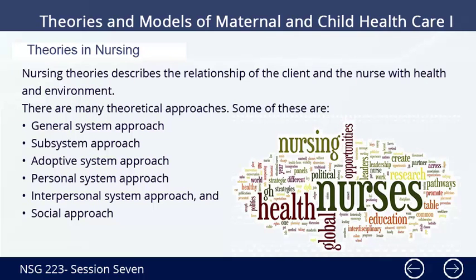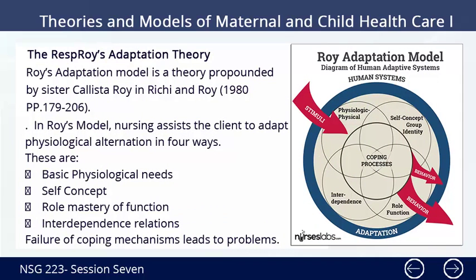Theories in nursing. Nursing theories describe the relationship of the client and the nurse with health and environment. There are many theoretical approaches. Some of these are: 1. General system approach, 2. Subsystem approach, 3. Adaptive system approach, 4. Personal system approach, 5. Interpersonal system approach, and 6. Social approach.